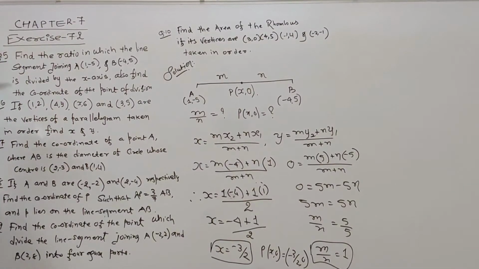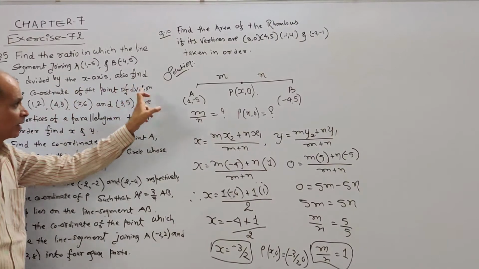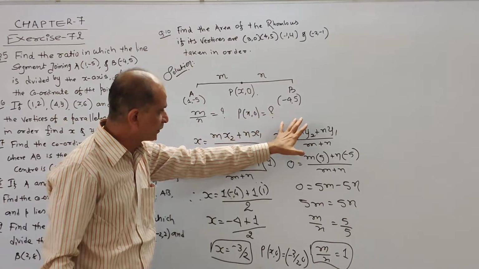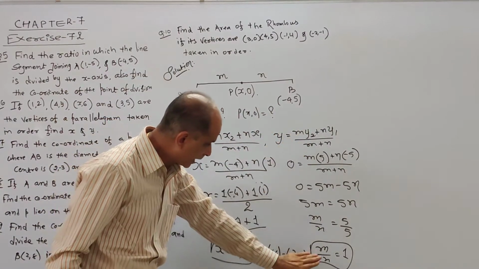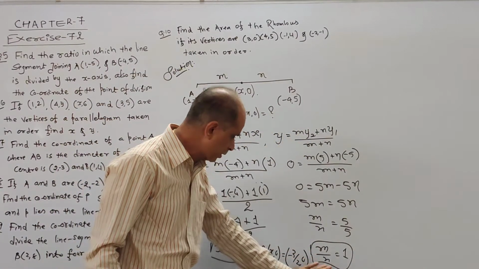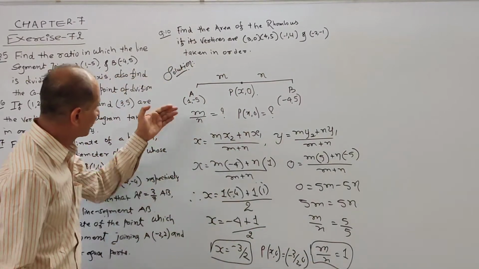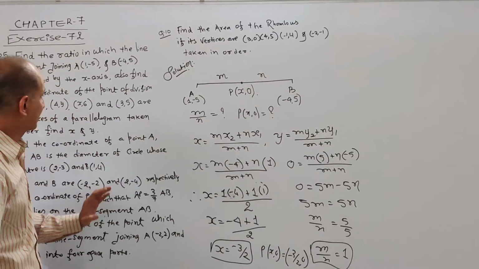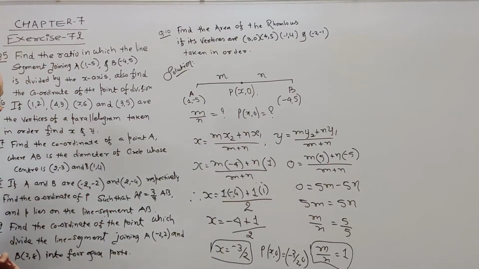So in this example, you have to find the ratio in which a point on the x-axis divides the line segment joining two points A and B. And the other question is to find the point of division, meaning you have to find the value of x. So first of all, by using the y coordinate, you have to find the value of m and n, that is the ratio. Put the values of m and n in the formula of the x coordinate. You can easily find the value of x. So this is about example number 5.